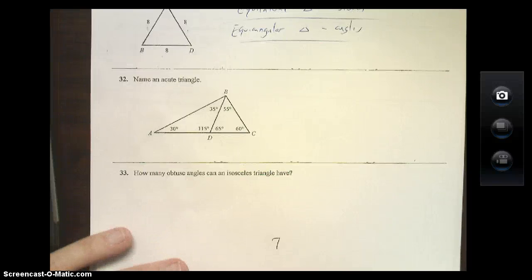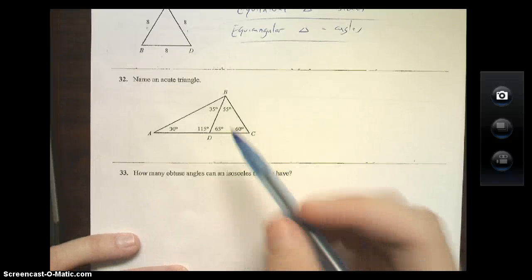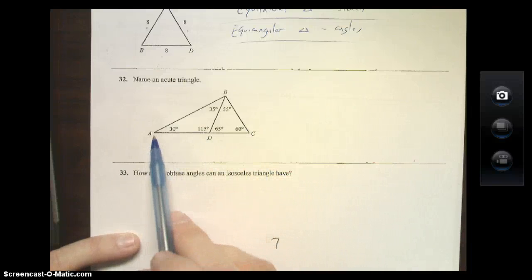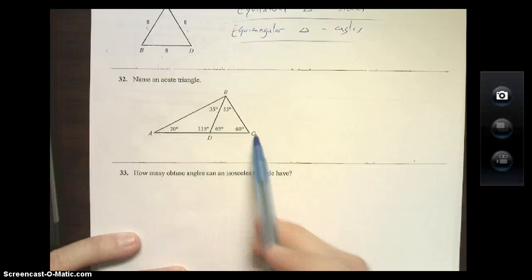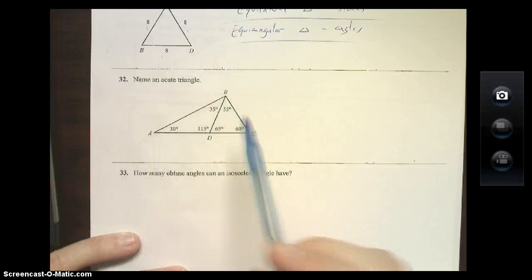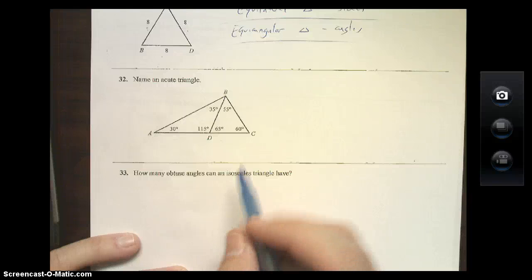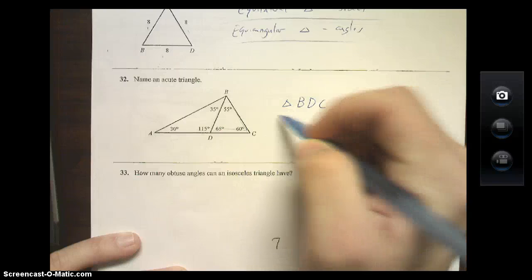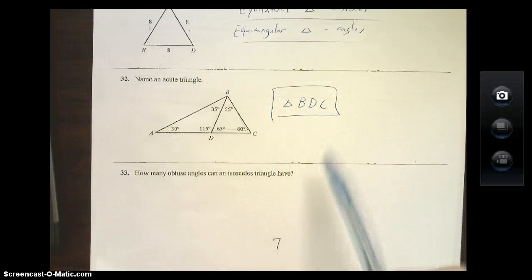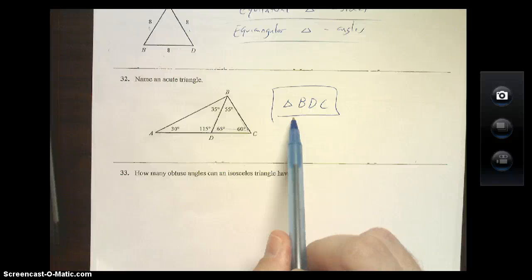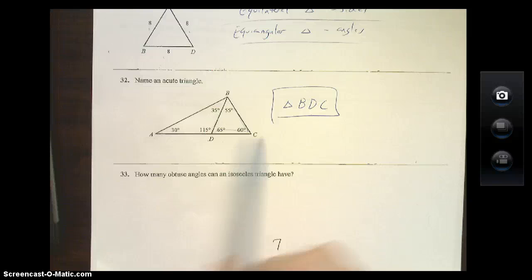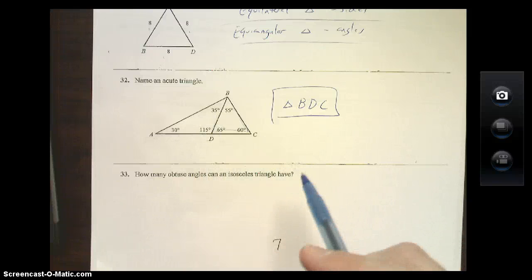Okay, number 32, name an acute triangle. By definition, in an acute triangle, all three angles must be less than 90. Okay, we actually have three triangles here: ADB, DCB, and ABC. The only one that has all three angles less than 90 would be this small one over here, triangle BDC. Keep in mind also that you could name this differently. You could name this triangle BCD, you could name this triangle CDB, you get the idea. As long as it's these three letters, you're in good shape.